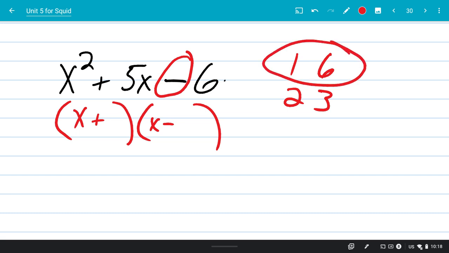I'm so confident. Remember, your signs got to be opposite, right? We've already dealt with those signs, right? So it's got to be 1, 6. The larger number gets the sign from the middle. 6 and 1. Cool? Yep. Think you can handle it?